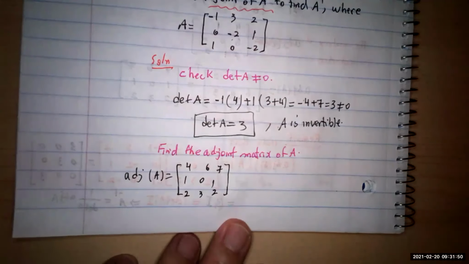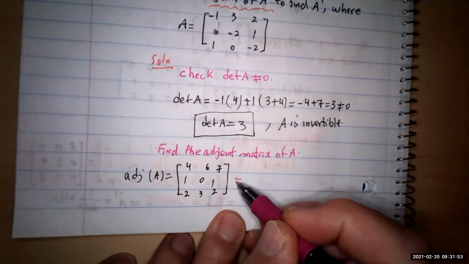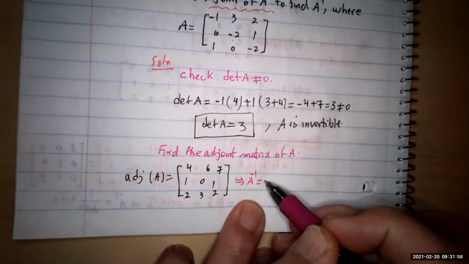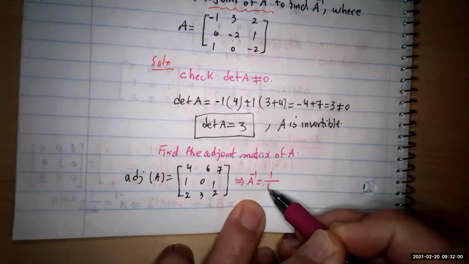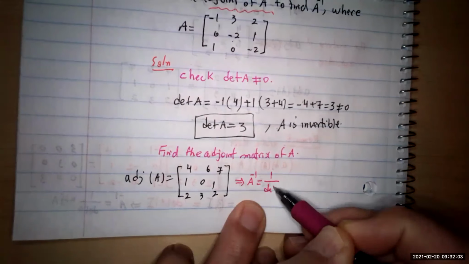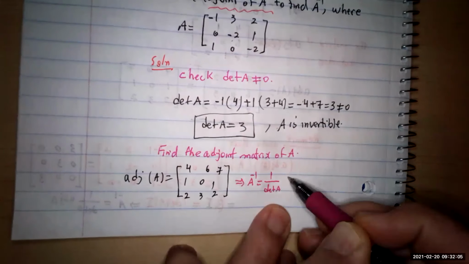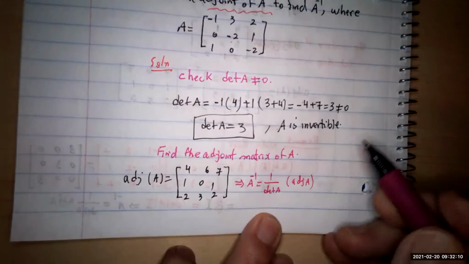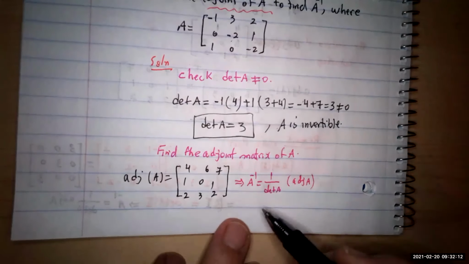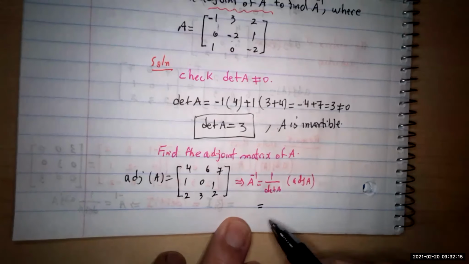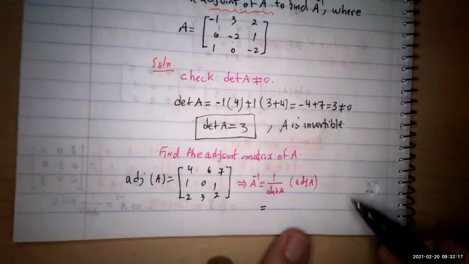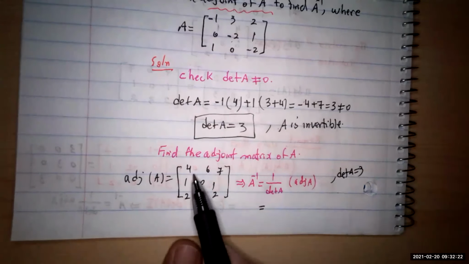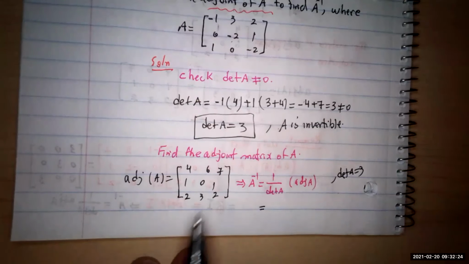Now we know that A inverse is going to be a quotient, 1 over the determinant of A, times the adjoint matrix. Okay, this is the formula. So it's going to be equal to, you're going to multiply this one by 1/3. The determinant is going to be 3. So just divide each entry by 3.